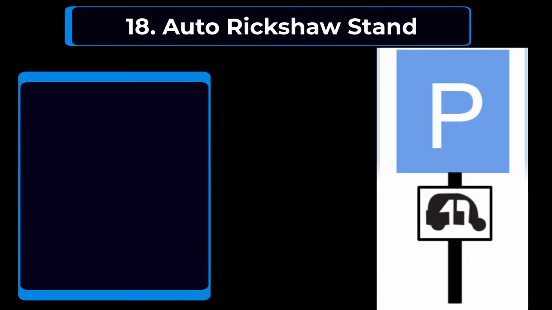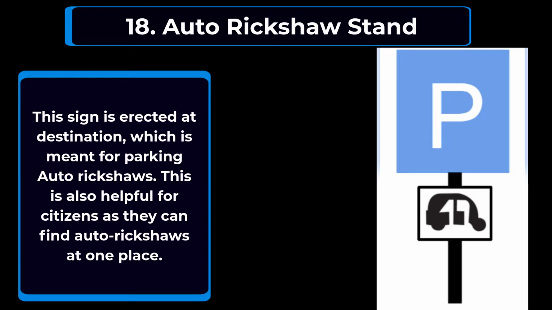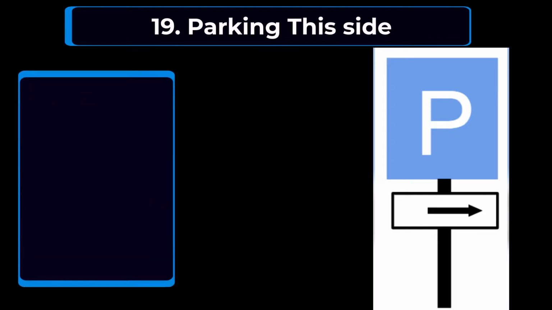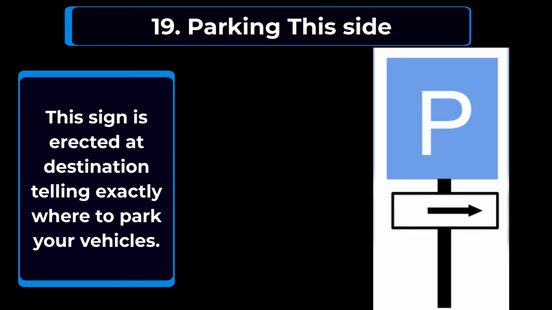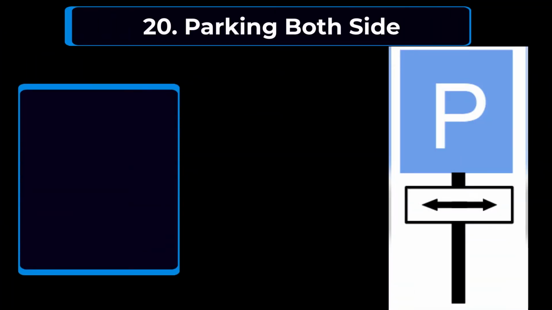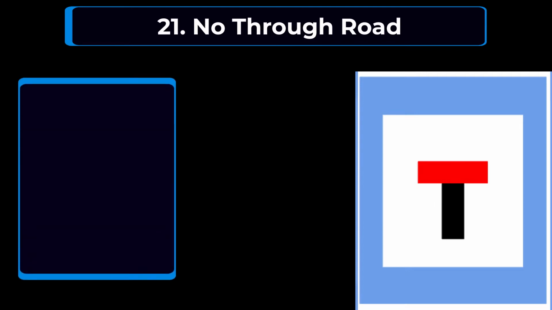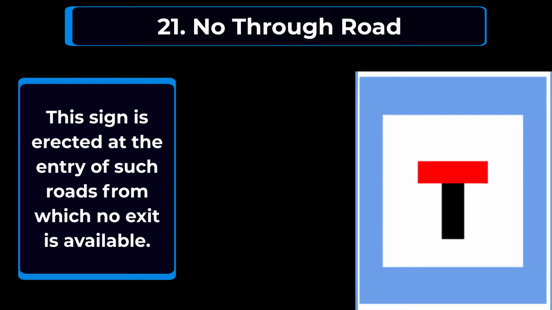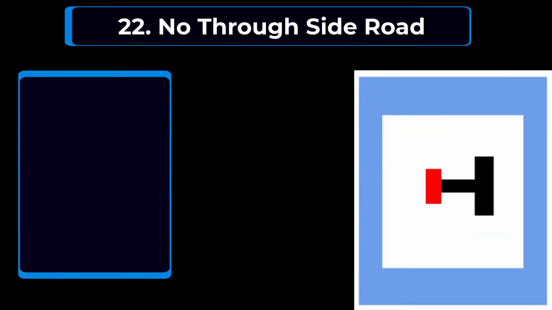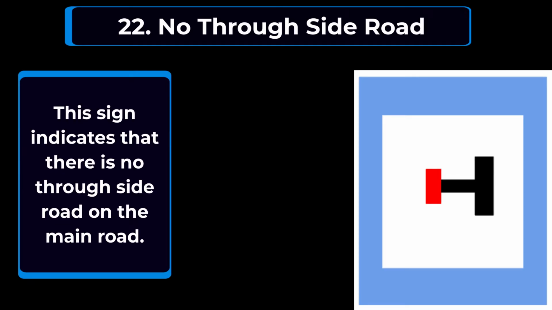18. Auto rickshaw stand. This sign is erected at a destination, which is meant for parking auto rickshaws. This is also helpful for citizens as they can find auto rickshaws at one place. 19. Parking this side. This sign is erected at a destination telling exactly where to park your vehicles. 20. Parking both sides. This sign indicates that vehicles can be parked on both sides. 21. No through road. This sign is erected at the entry of such roads from which no exit is available. 22. No through side road. This sign indicates that there is no through side road on the main road.